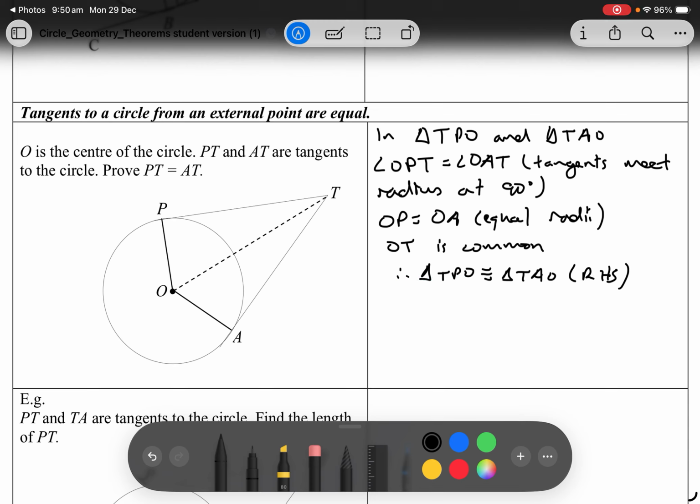So because we know these are congruent, therefore, we can say that PT equals AT because the corresponding sides in congruent triangles are equal.